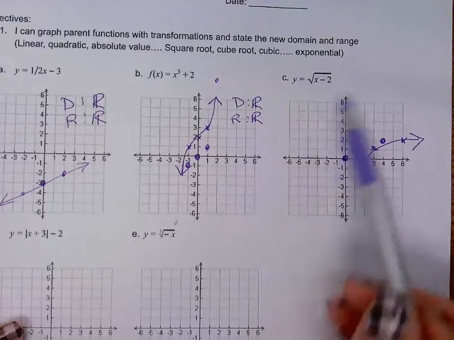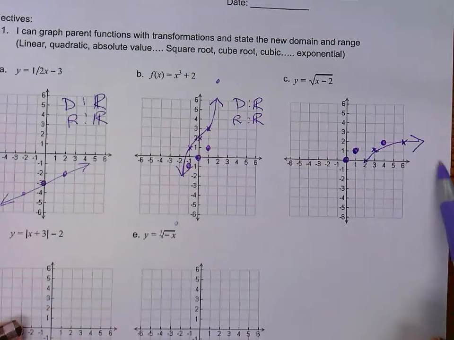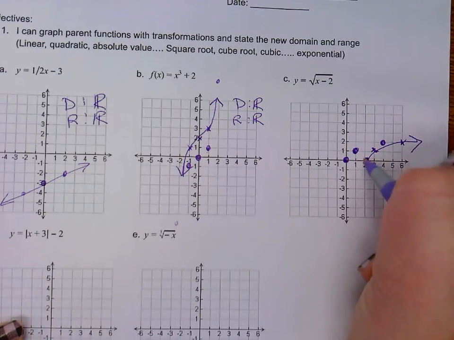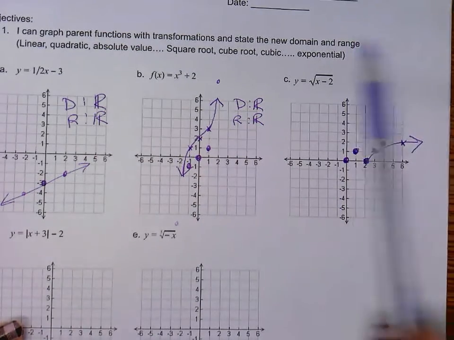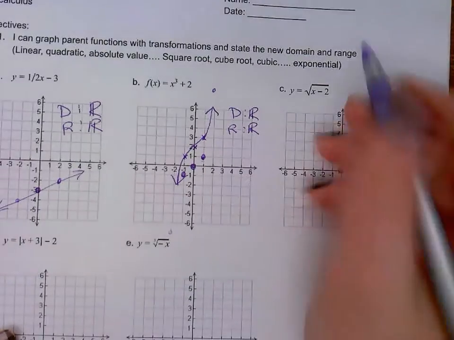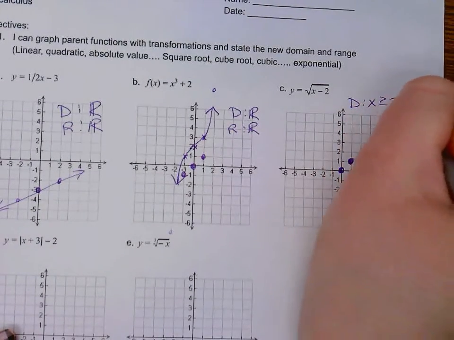Square root functions. So I don't have arrows going in both directions anymore, right? My graph on the x-axis starts here, and then it goes forever in this direction. So my domain would be x is greater than or equal to 2.